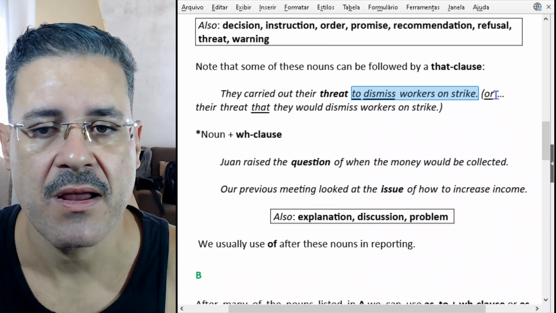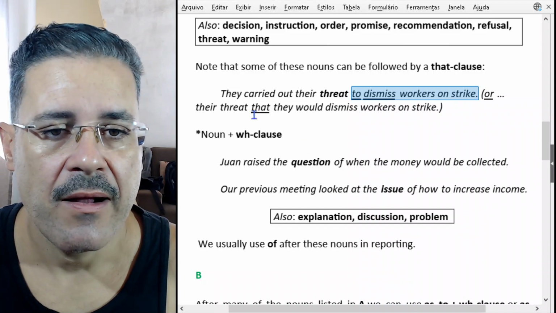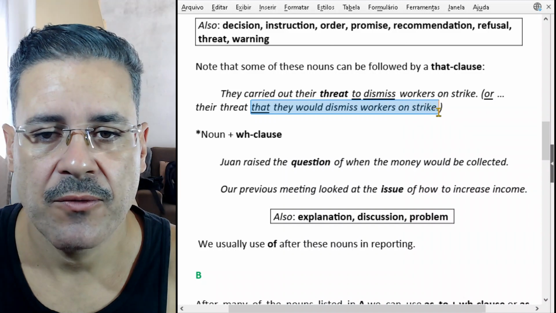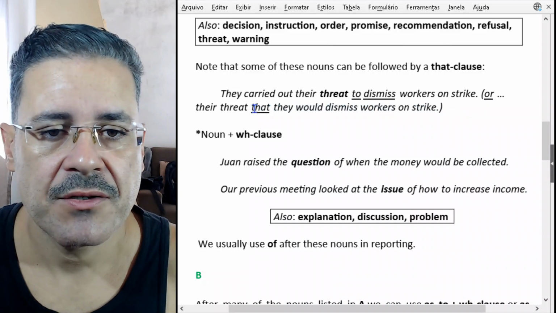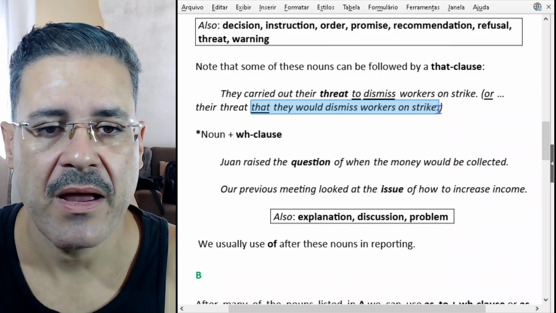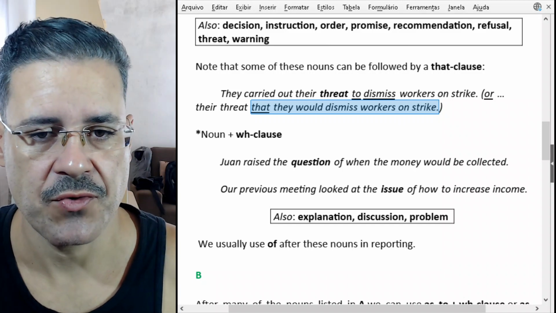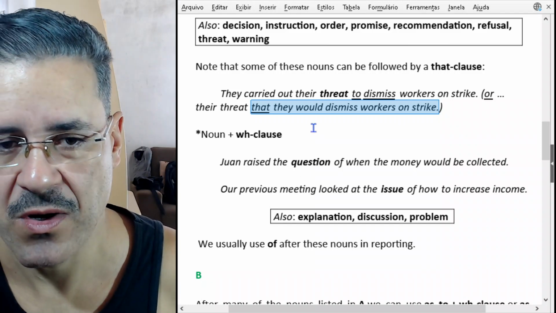Or instead of a to-infinitive clause, we can use a that clause. For example, they carried out that threat that they would dismiss workers on strike.